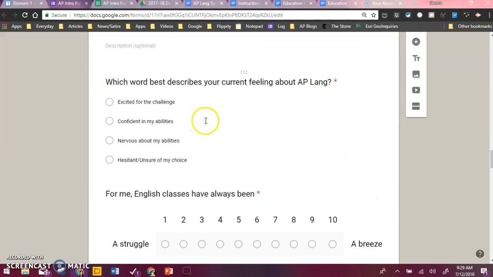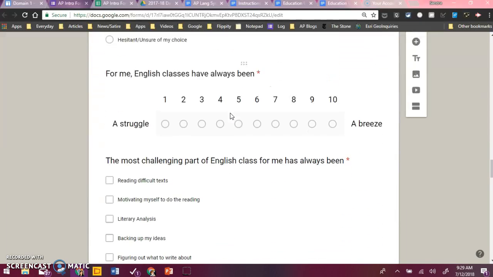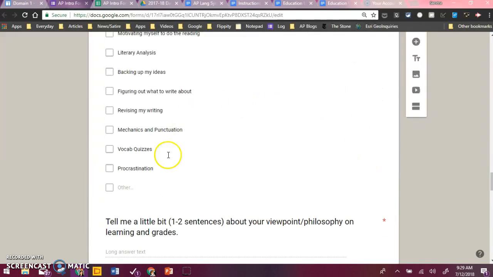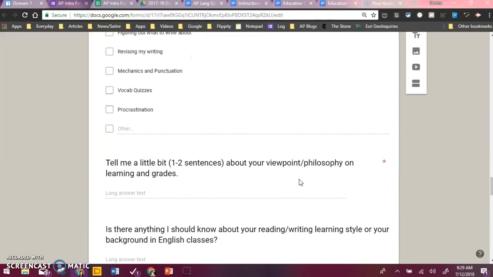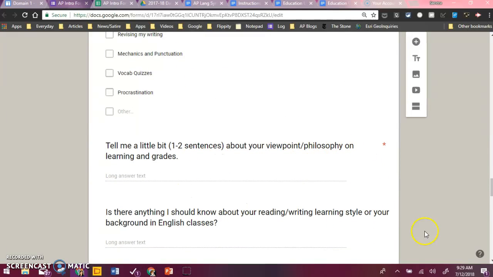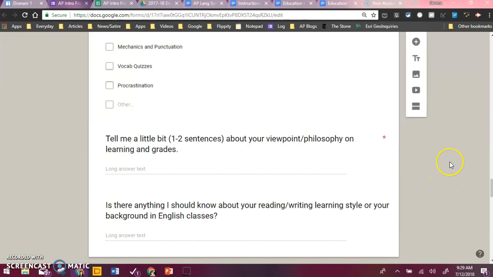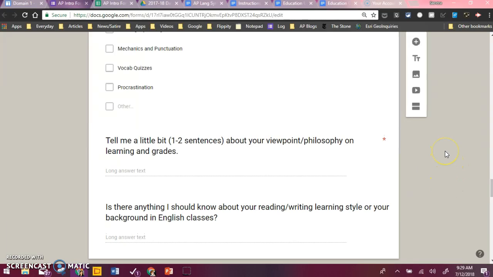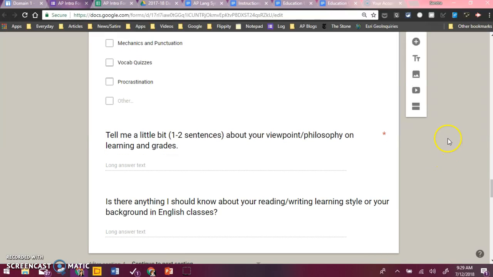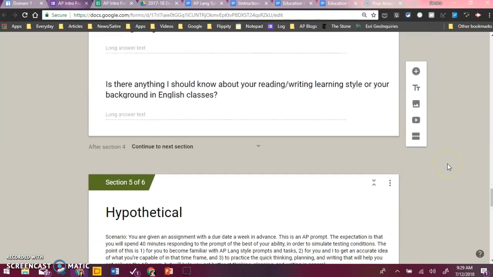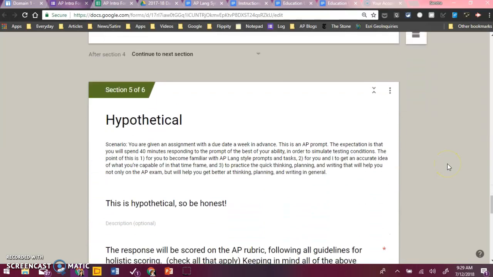I wanted to know how confident they were. I wanted to know how they typically find English class and what they find challenging. And I really wanted them to start to think about their philosophy on learning and on grades, because I thought that's something that I, as their teacher, need to know to figure out who I can interact with in what ways. And it also helps me to see what sort of possibly unhealthy attitudes we're going to have to be combating and figuring out how pervasive they are as the year goes by.